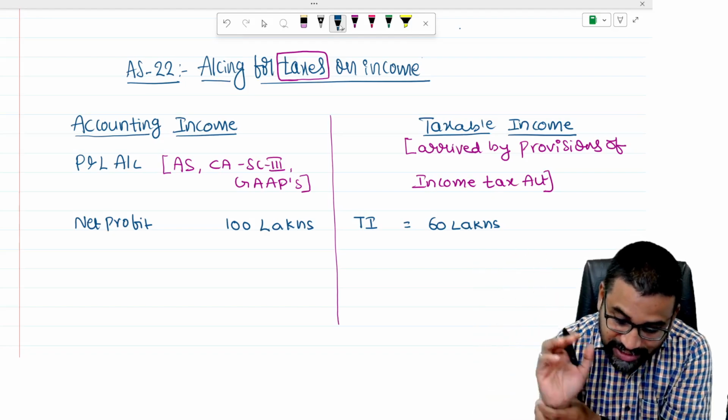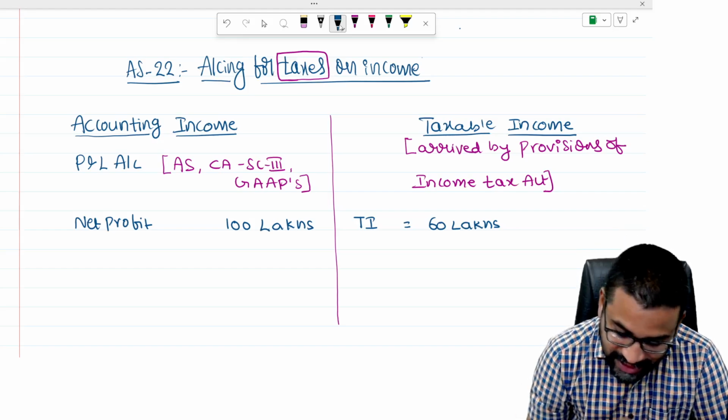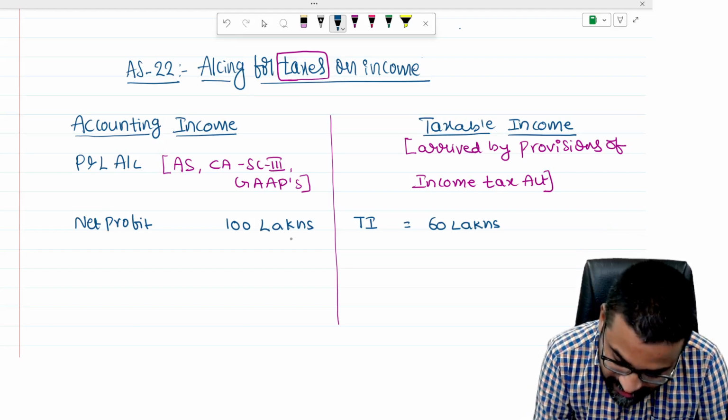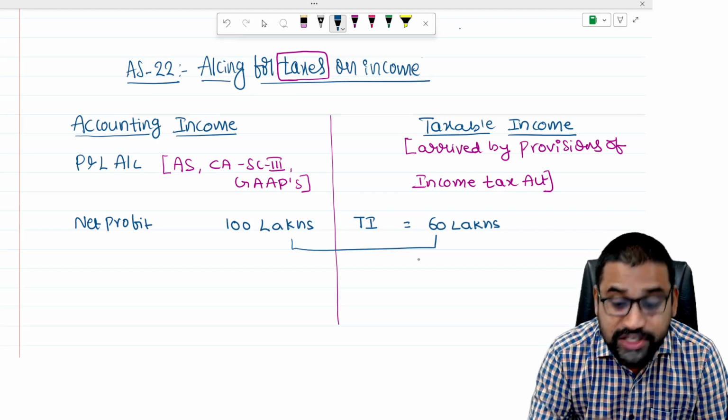Okay. Now the point is, I ascertained the taxable income, 60 lakhs came. Net profit, 100 lakhs came. So there is a difference of 40 lakhs. Sir, why does the difference arise? The difference arises because of the Income Tax Act.